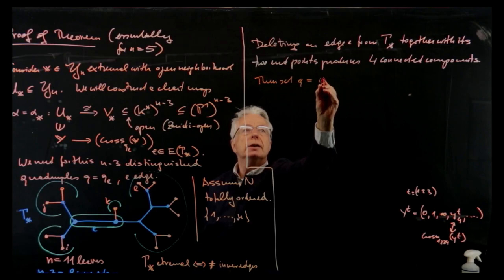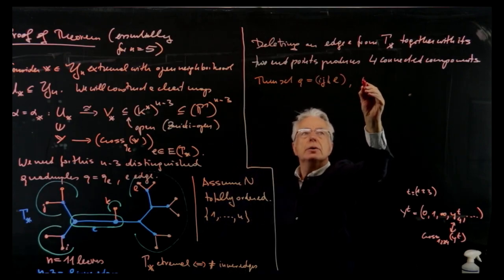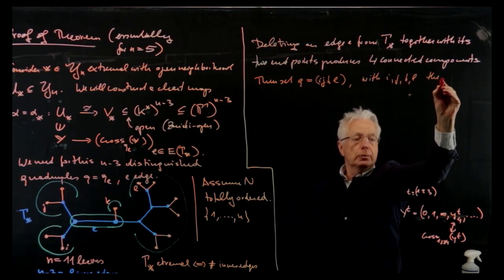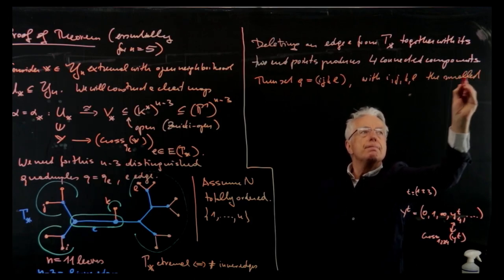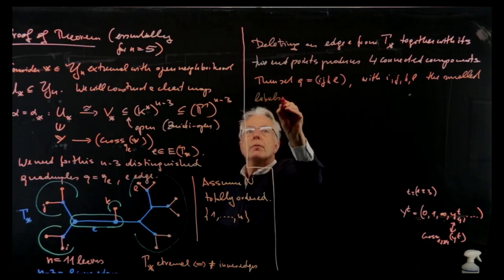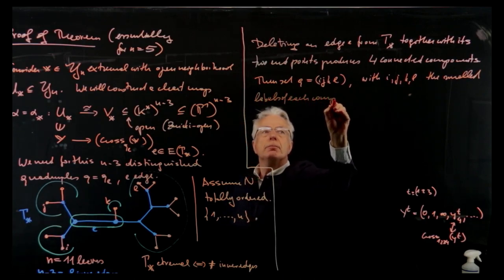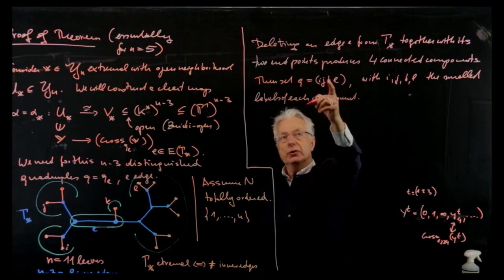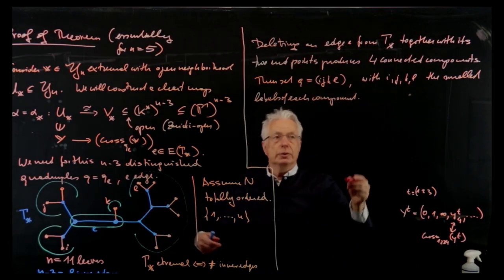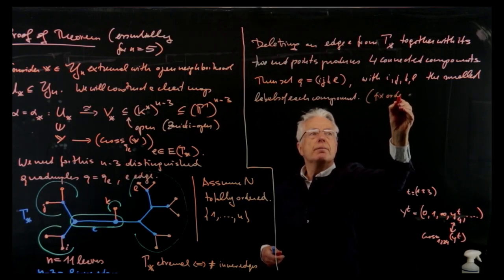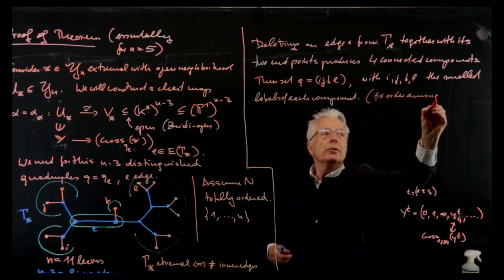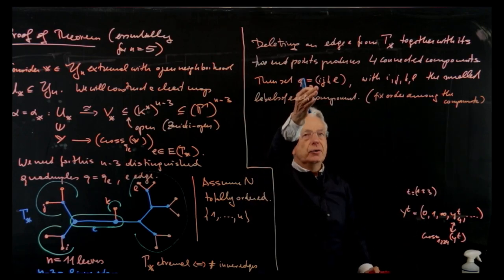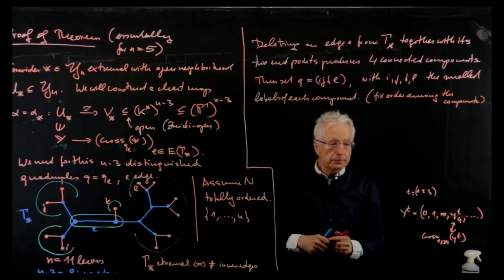Then Q equals ijkl, with ijkl the smallest elements, the smallest labels of each component. Now, it also depends how you order, if you write first i and then j, or first j and then i. So you also have to fix an order among the components. For instance, you may assume that i is less than j, less than k, less than l. Okay.